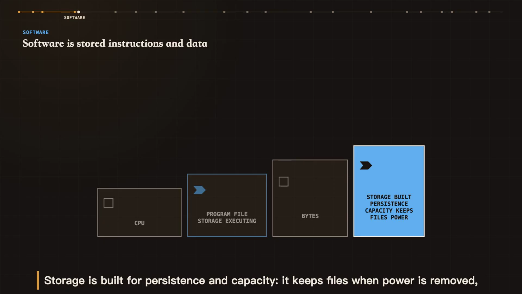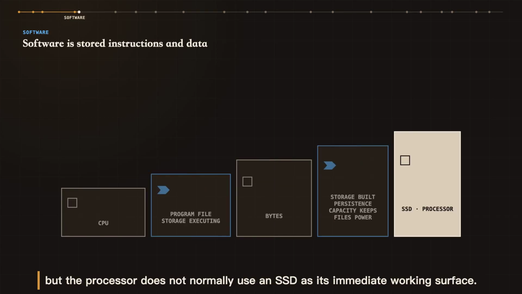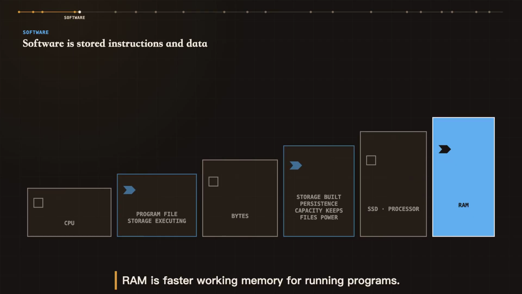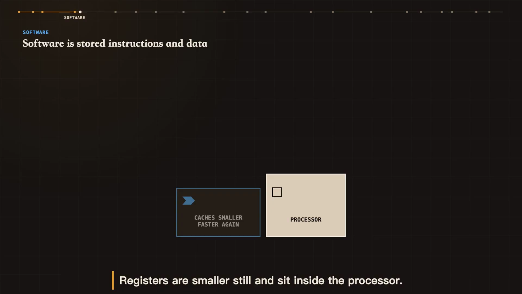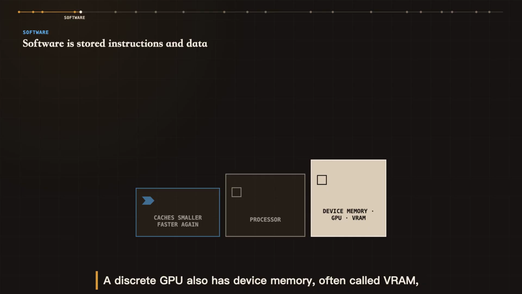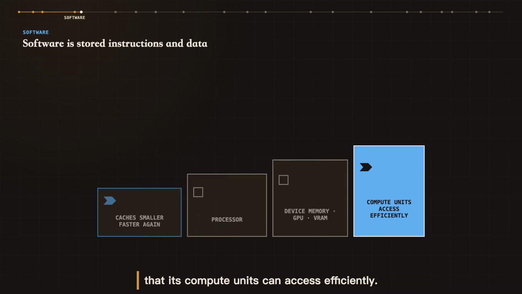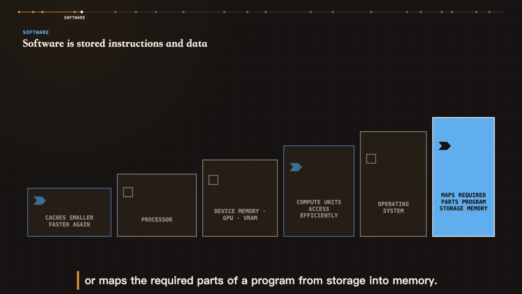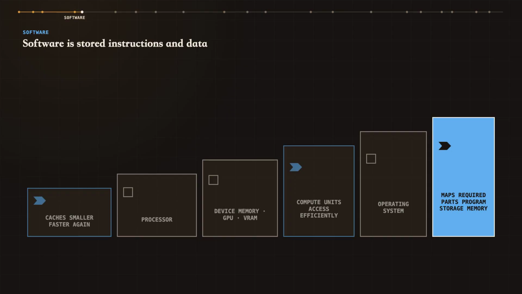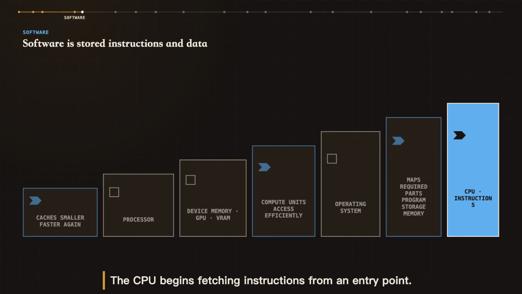Storage is built for persistence and capacity. It keeps files when power is removed, but the processor does not normally use an SSD as its immediate working surface. RAM is faster working memory for running programs. Caches are smaller and faster again. Registers are smaller still and sit inside the processor. A discrete GPU also has device memory, often called VRAM, that its compute units can access efficiently. The operating system loads or maps the required parts of a program from storage into memory. The CPU begins fetching instructions from an entry point.